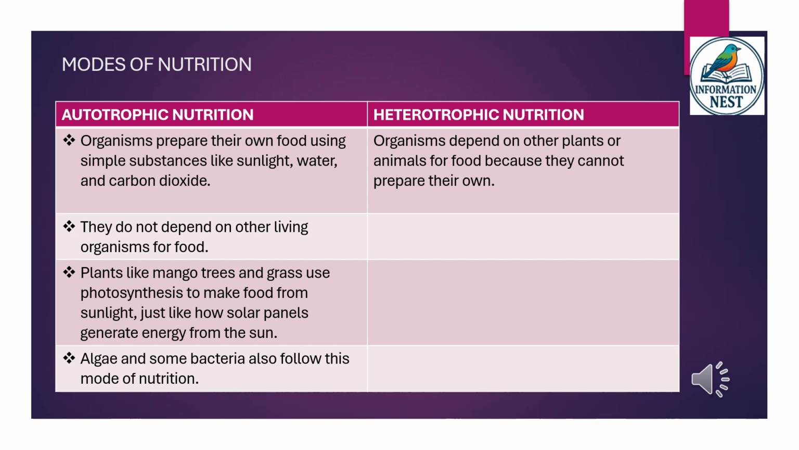Yes. Now let's talk about autotrophic nutrition. It is the ultimate food-making process. Organisms like plants, algae, and some bacteria prepare their own meals using sunlight, water, and carbon dioxide. It's kind of like solar panels generating energy, nature's own magic trick.